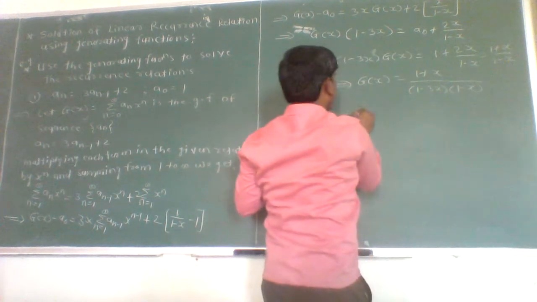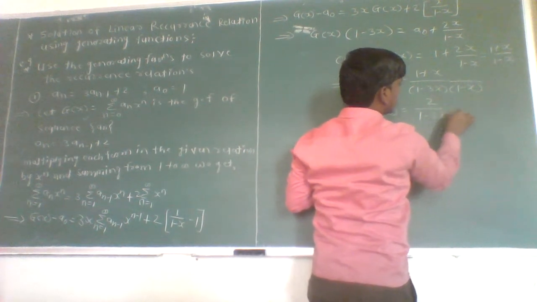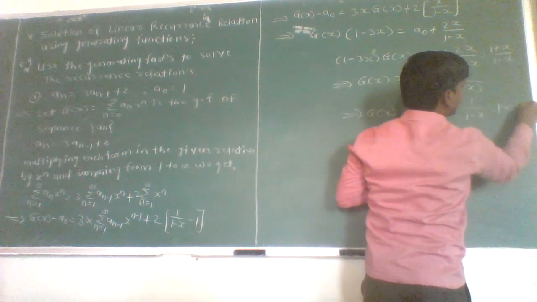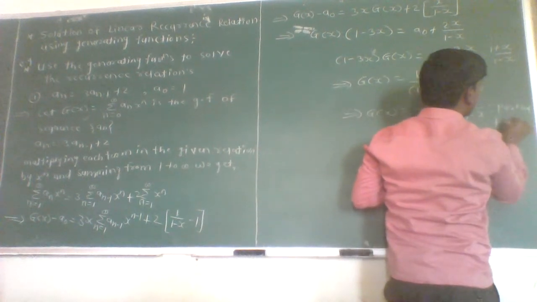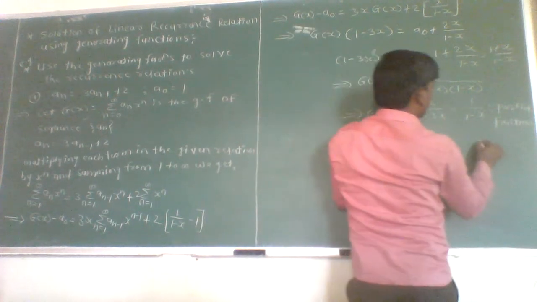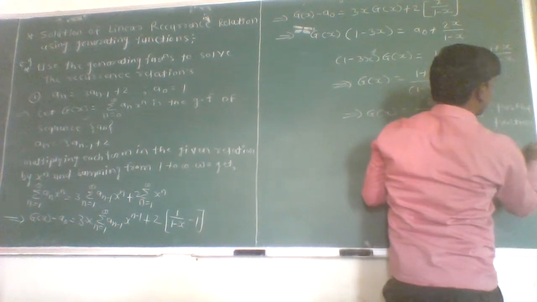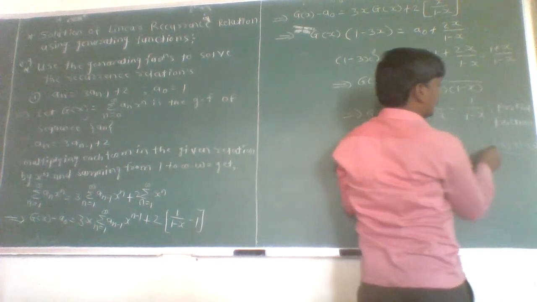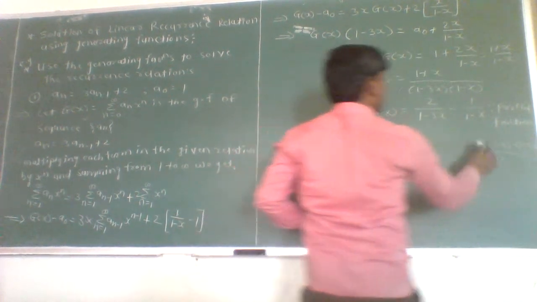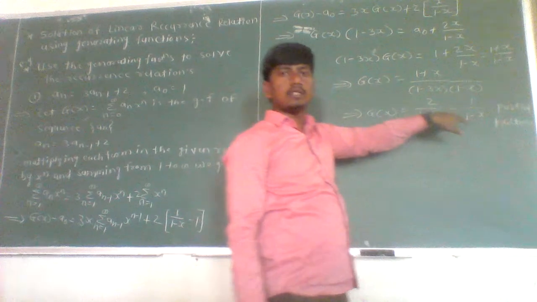Now here we have to use the partial fraction. By partial fraction, this can be written as 2 upon 1 minus 3x minus 1 upon 1 minus x, and we know how to solve the partial fraction. 2 times (1 minus x) minus (1 minus 3x), divided by (1 minus x) into (1 minus 3x): 2 minus 1, minus 2x plus 3x, gives 1 plus x. So by partial fraction, g(x) is nothing but 2 upon 1 minus 3x minus 1 upon 1 minus x.